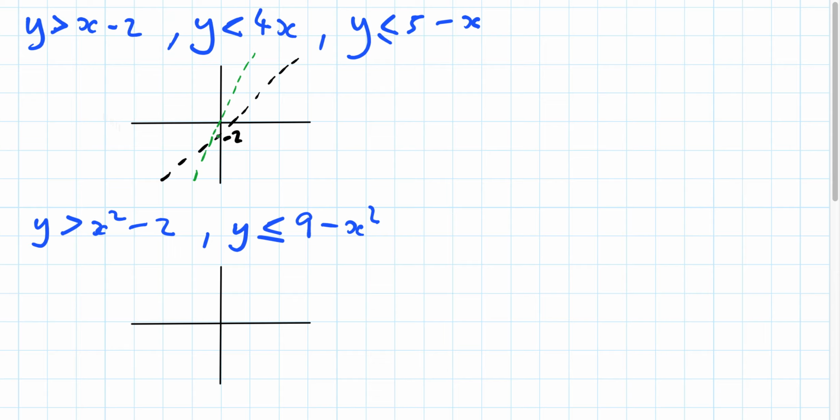And the next one, y is less than or equal to 5 minus x, so I know that's going to be a negative graph cutting through my 5 going down. Okay, and this is a straight line because it's equal to.